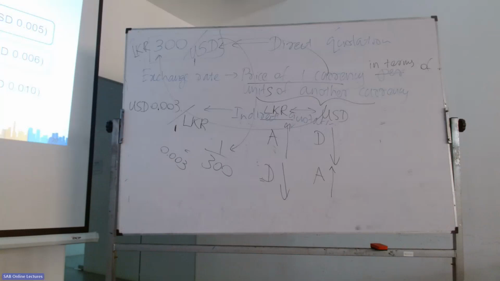The opposite is mentioned in this figure. The price of LKR has increased in terms of USD, so LKR has appreciated. On the other hand, the price of USD in terms of LKR has fallen. Therefore, there is a depreciation in USD. That is about appreciation and depreciation. In other words, weakening or strengthening of currencies.